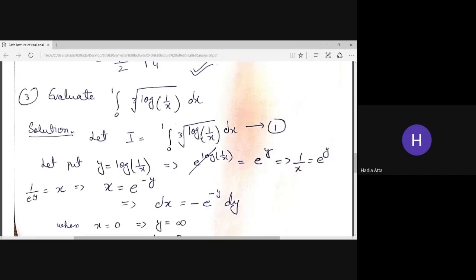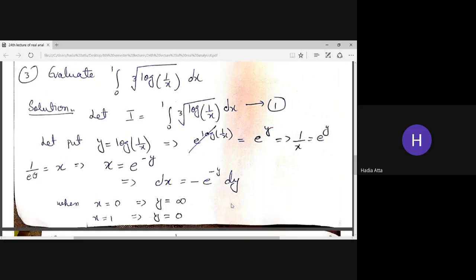So let us suppose that log 1 by x is equal to y. If we want to neglect that log, we apply the anti-log, that is, the exponential function, on both sides. So y becomes e raised to the power y, and log and exponential cancel, and you get 1 by x is equal to e raised to the power y. So we have 1 by e raised to the power y is equal to x, which implies that x is equal to e raised to the power minus y. And if you differentiate that, we get dx is equal to minus e raised to the power minus y dy.